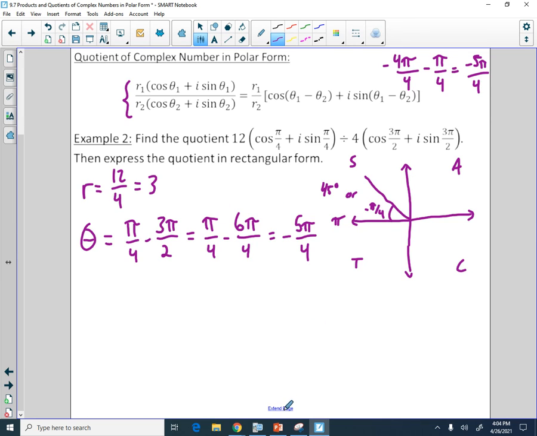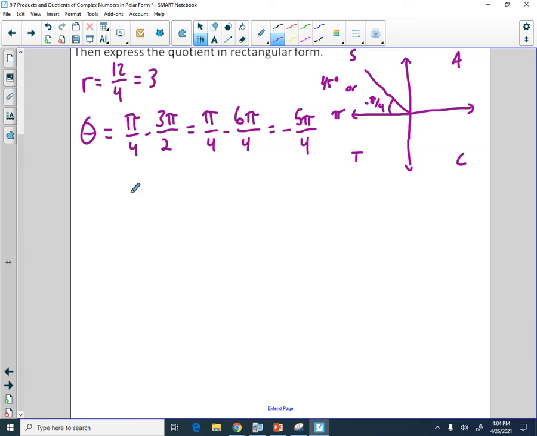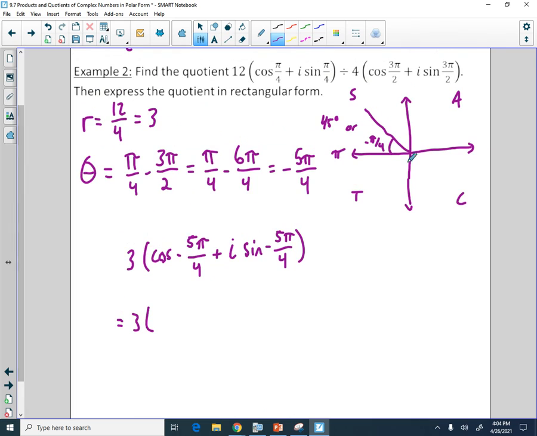So here we go. When we put this together, our new r is 3, and then we get cosine of our new angle, which is negative 5 pi fourths, plus i times the sine of negative 5 pi fourths. And then to put that in rectangular coordinates, we just need to evaluate this. So that's going to be 3 times the cosine of negative 5 pi fourths. Well, negative 5 pi fourths is this angle that I made up here.